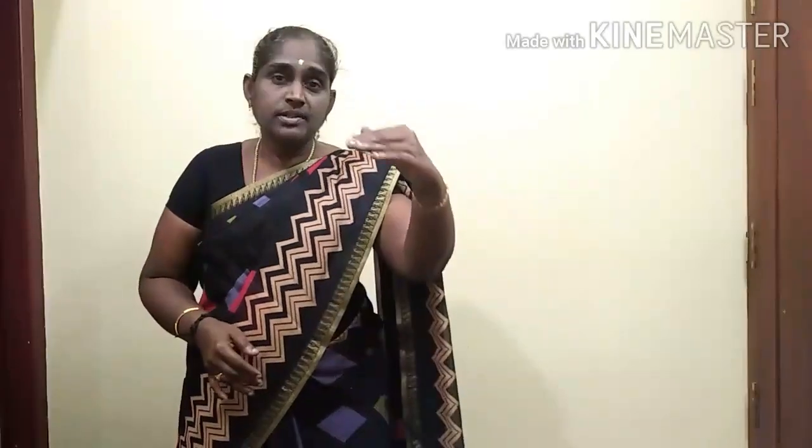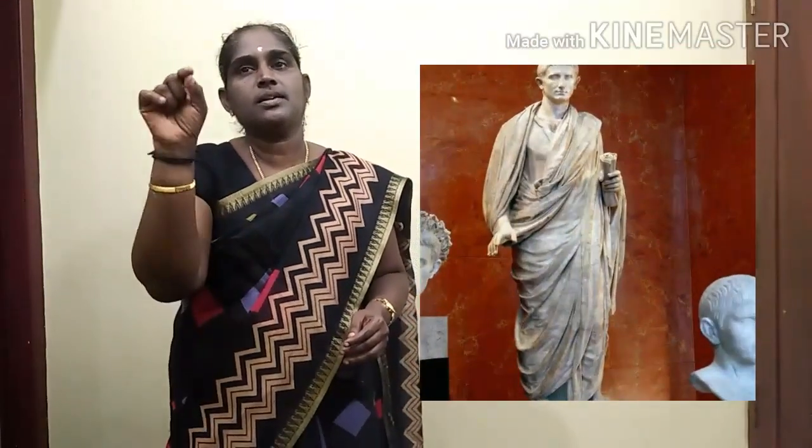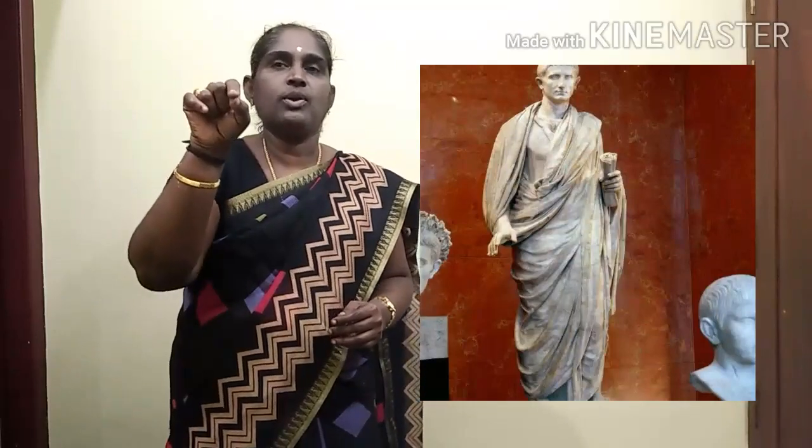Marius and Cinna fought against Sulla. Pompey fought against Julius Caesar. Pompey fought against whom? Julius Caesar. After the death of Julius Caesar, Brutus and Cassius fought against Mark Antony and Octavian. The other name of Octavian is Augustus. Augustus was the nephew of Caesar.